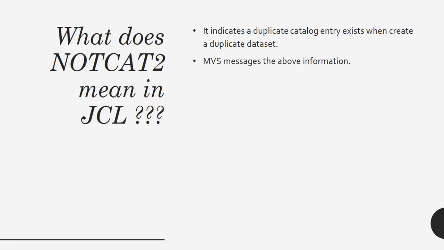So these are the two other important questions that can be asked. That is, how do you access the file which is in a key, with DISP equal to key, and the other is, what does NOTCAT2 mean in a JCL?